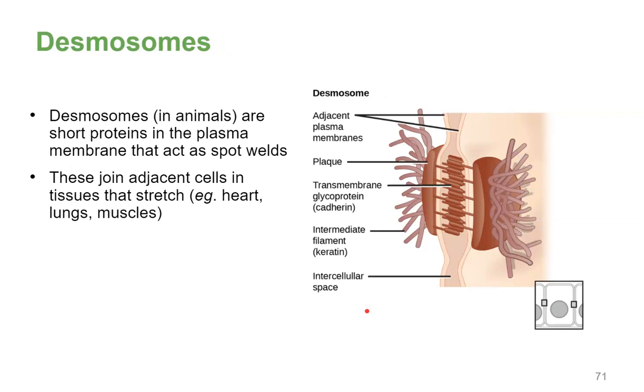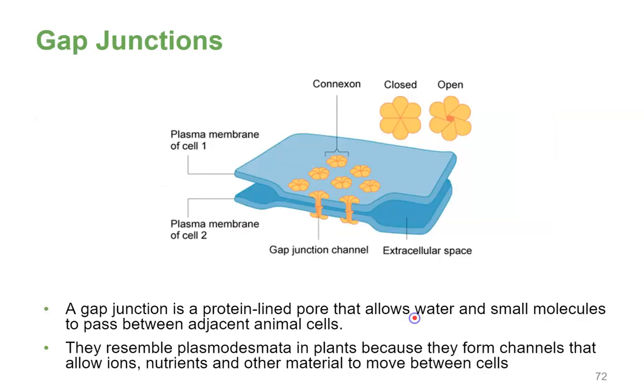Desmosomes are also called spot welds. You could think of them as like a button, sort of, where they're tightly together, but there are some gaps between desmosomes. So this allows for stretching, and they're found mostly in the heart, lungs, and muscles, where you would want some stretching to occur. Tight junctions would not be the best for this because they won't really stretch that much, whereas desmosomes can stretch a little bit, but they still anchor the cell to another cell.